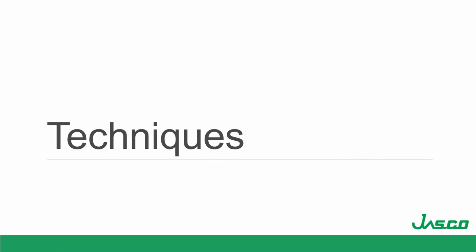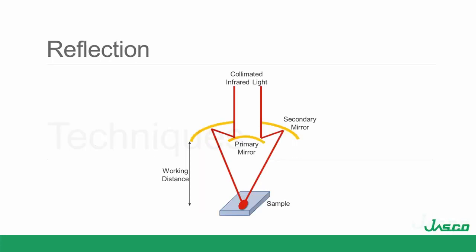Now I'm going to go over several different objectives, the techniques, and some examples. The first I'm going to talk about is reflection. Fairly straightforward. It uses what's known as a Cassegrain objective. So there's a secondary mirror and a primary mirror, and the light is collimated and comes down to the primary mirror and is then reflected onto the secondary mirror, onto the sample, and then that light is reflected back into the detector.